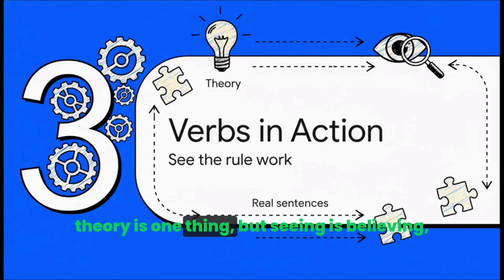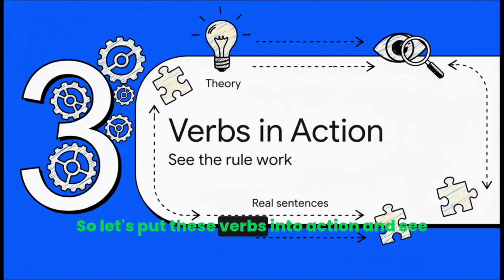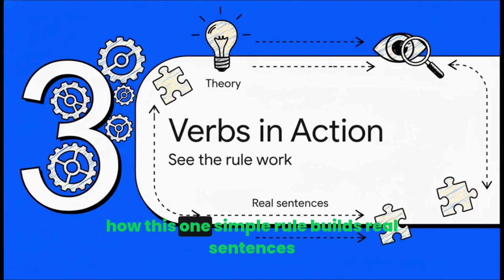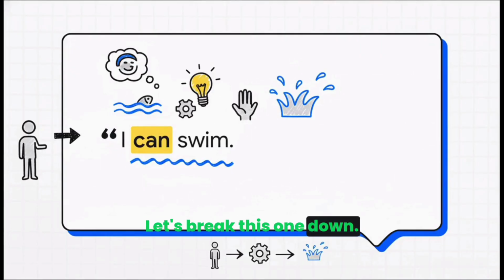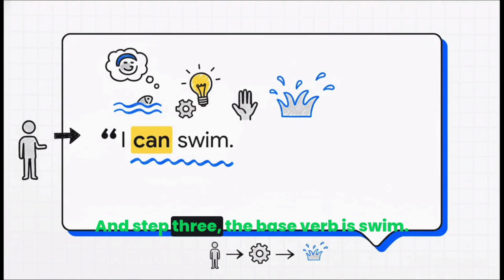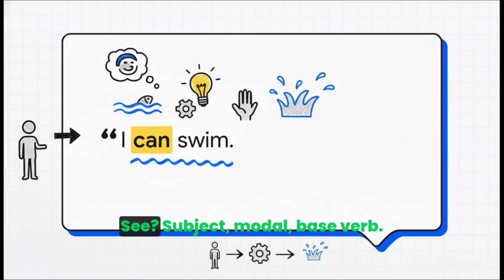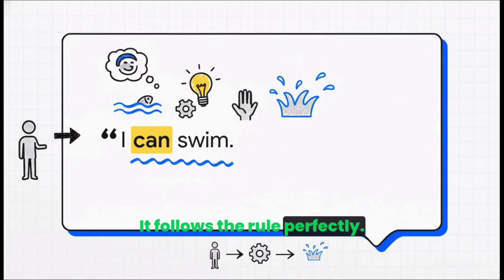Okay, theory is one thing, but seeing is believing, right? So let's put these verbs into action and see how this one simple rule builds real sentences you can actually use. This is where it all starts to click. Let's break this one down. Step 1, the subject is I. Step 2, the modal verb is can. And step 3, the base verb is swim. See? Subject, modal, base verb. It follows the rule perfectly.